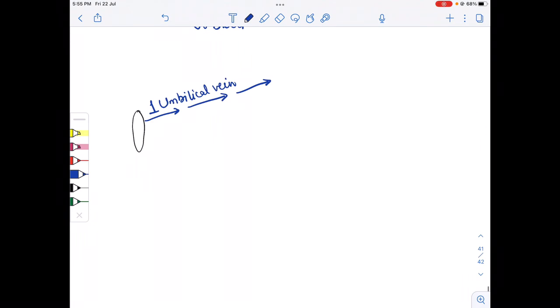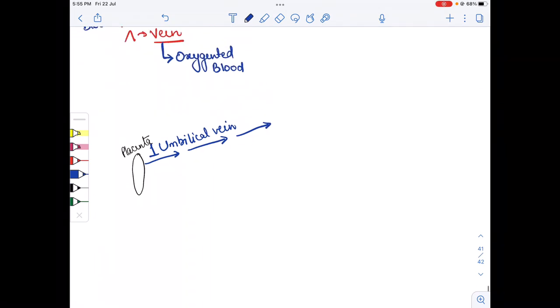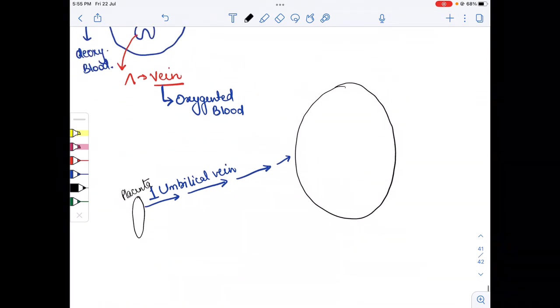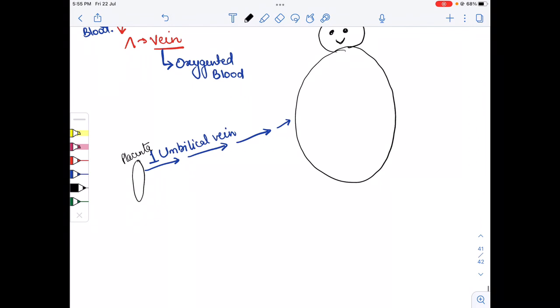So here this one is the placenta. From the placenta, through the umbilical cord, the blood reaches the fetus. So the umbilical vein contains the oxygenated blood. As it reaches the fetus, here this one is our baby, this one is our baby's tummy and the baby's head is there. Please ignore, it's a very funny diagram.